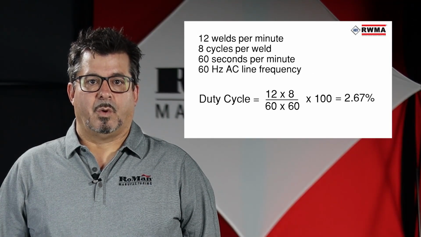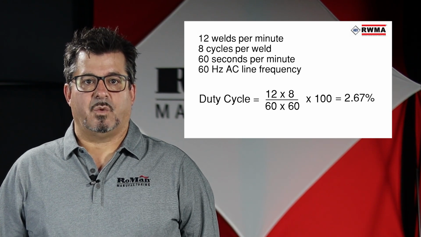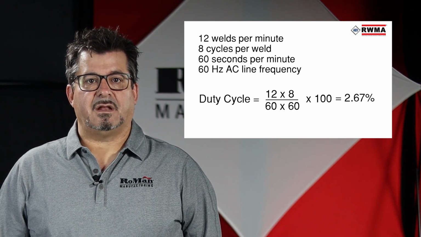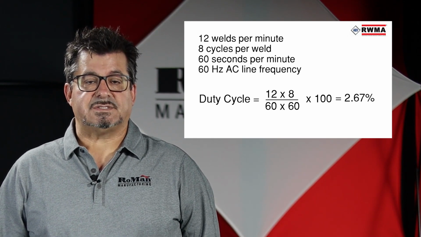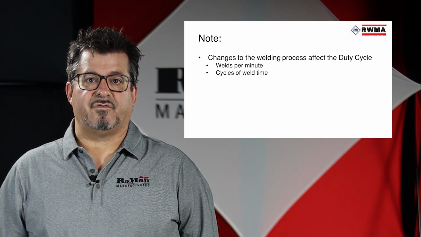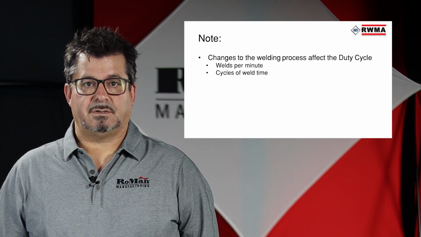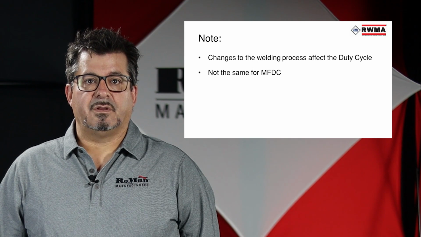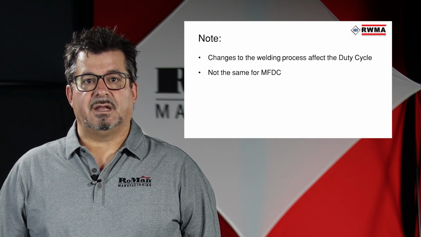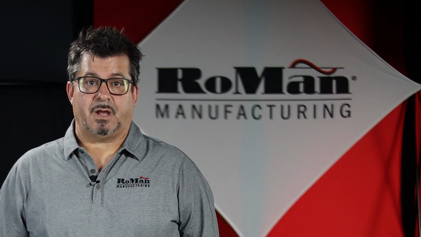Let's consider the example where we have 12 welds per minute as N, and 8 cycles of weld time as T. Plugging the numbers into the equation on the previous slide, we calculate a duty cycle of 2.67%. It's important to note changes to the number of welds per minute or cycles per weld will affect the duty cycle. You should also note that the duty cycle for an AC resistance welding transformer is calculated differently than that of a mid-frequency direct current or MFDC power supply.